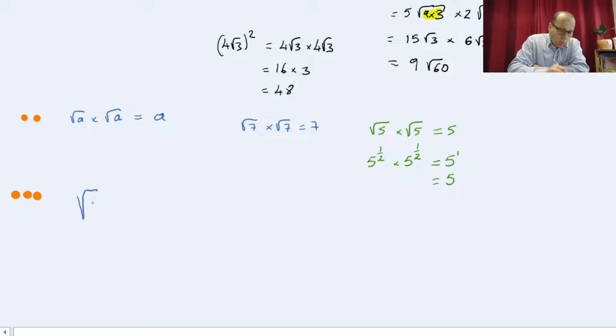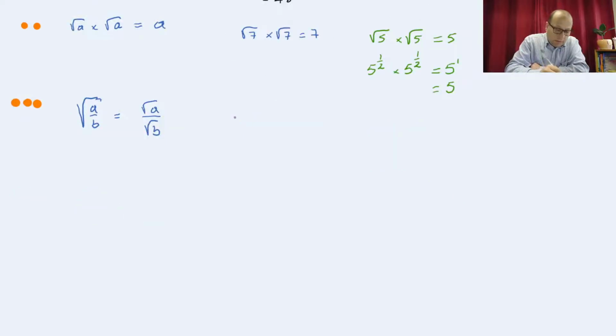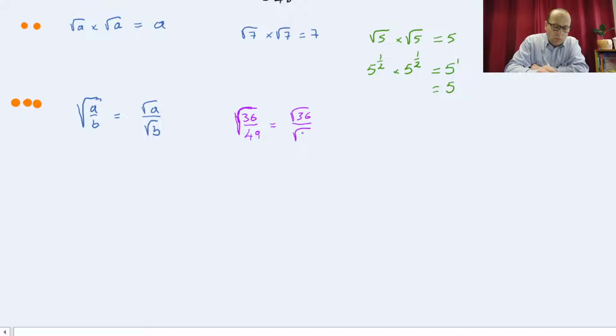Rule number 3. Square root of the quotient A over B is equal to square root of A over square root of B. Square root of 36 over 49, that's just square root of 36 over square root of 49. So that's just 6 over 7.